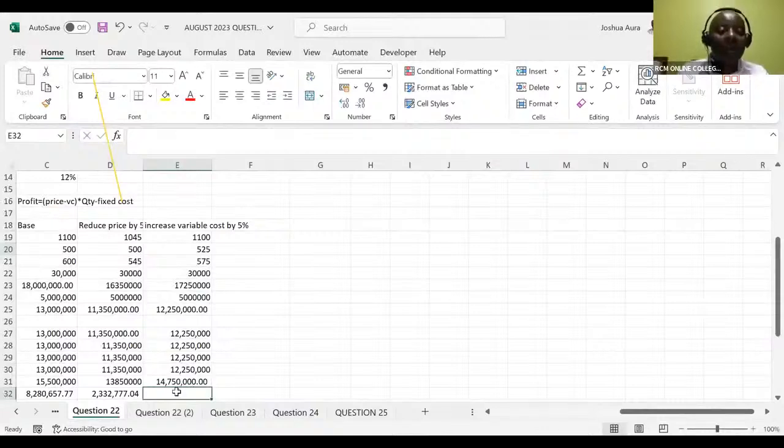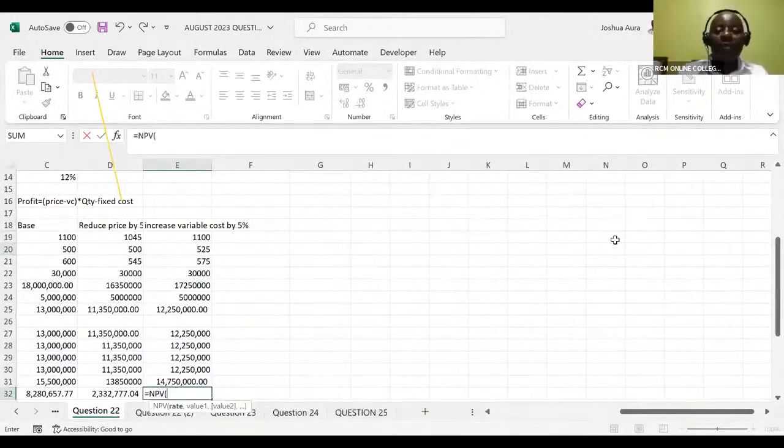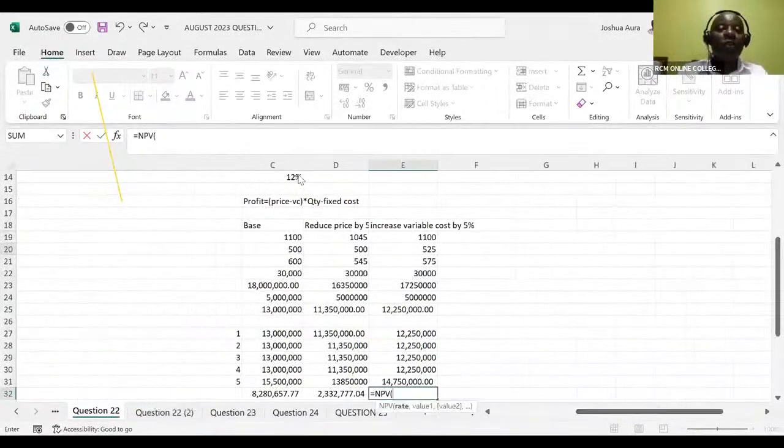So I can easily now come and say equals. I want to get the net present value. It is there. So rate, I know the rate. I can go and get this rate pretty fast. The rate is 12%. Then I say comma. After that, it wants me to give it value 1 to value 5.